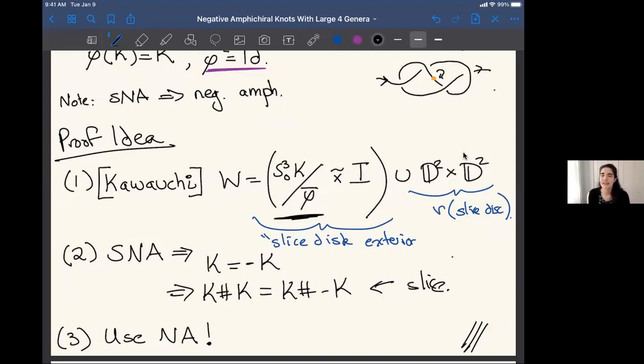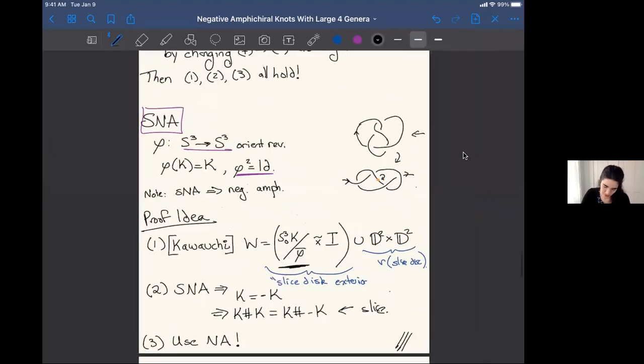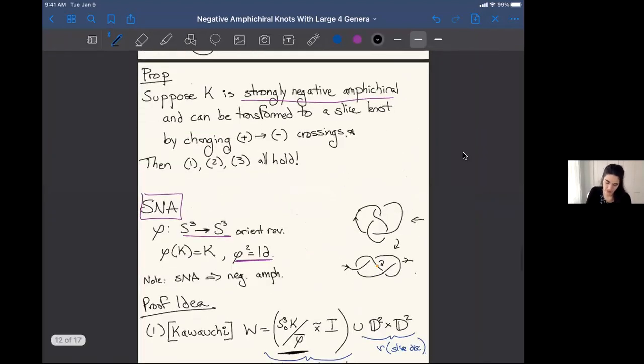And then finally, what was 3, that either by positive to negative or negative to positive crossing changes, we could unknot. Sorry, we could take K to a slice knot. And well, we sort of cheated on this one. We assumed half of it, that we could transform K to a slice knot by changing positive to negative crossings. And now we just apply our negative amphichirality and say, okay, so apply that and then do the corresponding crossing changes.